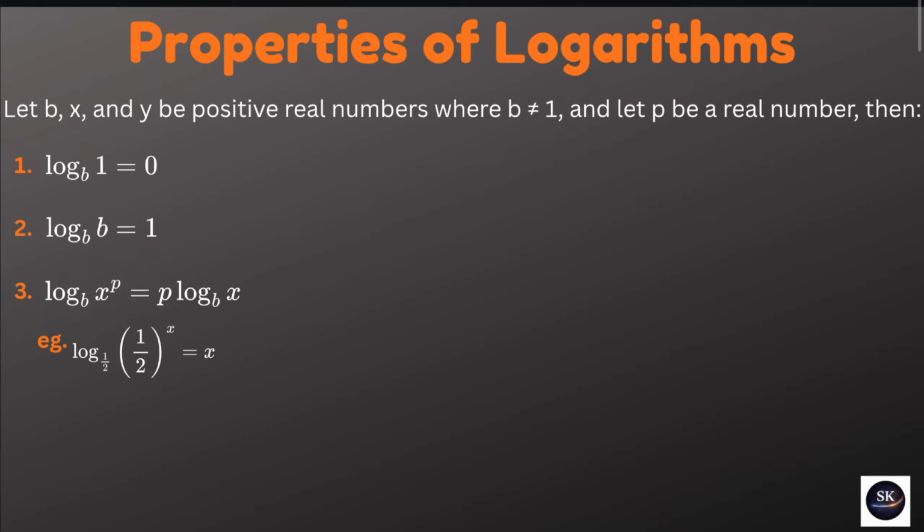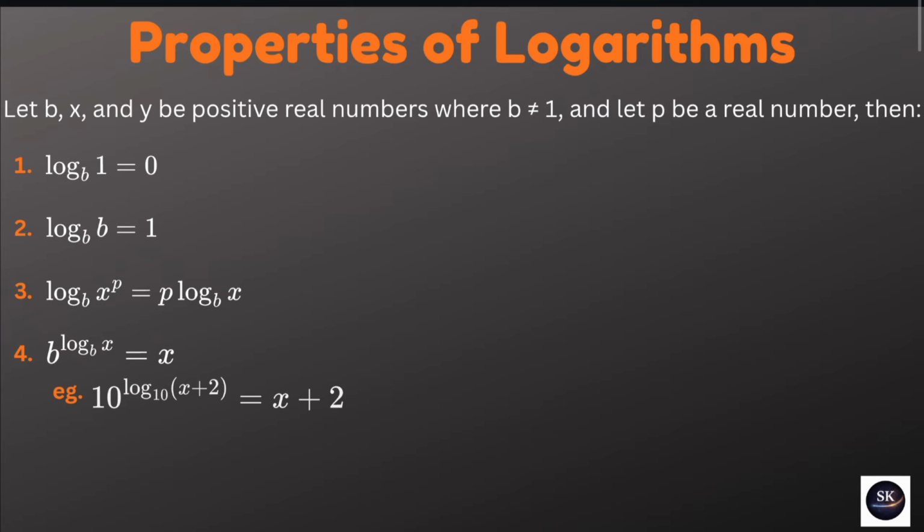So if there is a power to the number of which we need to find log of, then we can remove that power outside and multiply it to the log. Like for example, log of 1 half raised to x to the base 1 half equals x. Here x came out and what remains is log 1 half to the base 1 half, which by using second property is going to be 1. So we get the answer x.